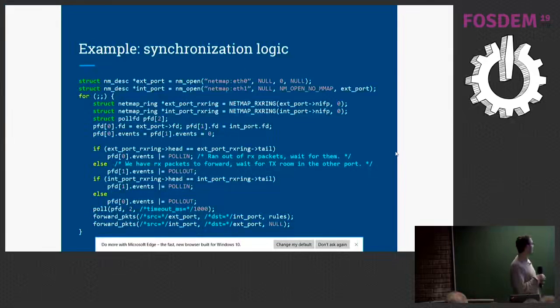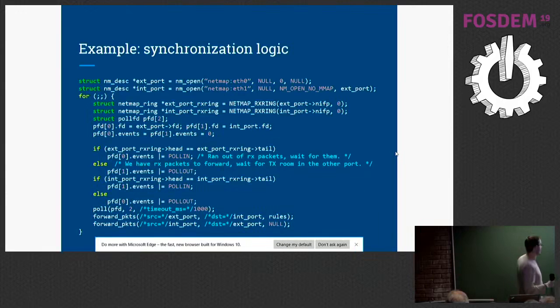How do you do that in a few lines of code? So this is the main synchronization logic. First, we open 2 ports, the internal port and the external port, using a very simple library. And then we have a simple poll-based for loop. So this is the poll. Here we have 2 ports, so we have 2 file descriptors, 1 file descriptor for each port. What we need to do in this simple forwarding application is to decide which events we want to wait for.